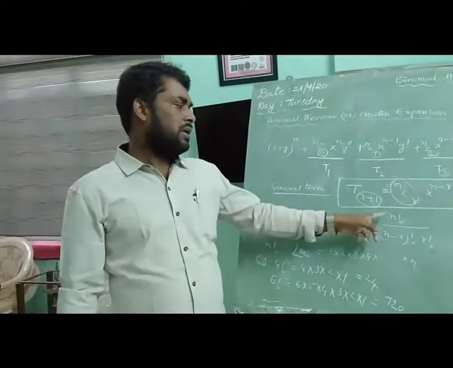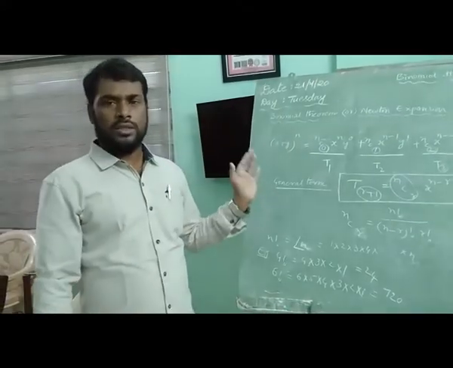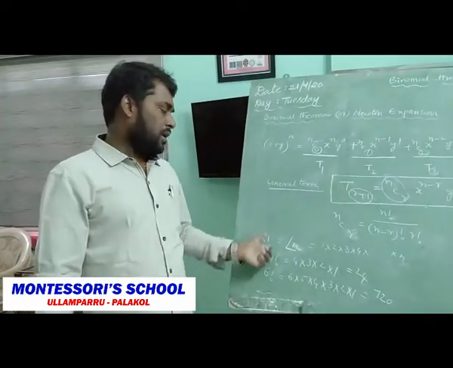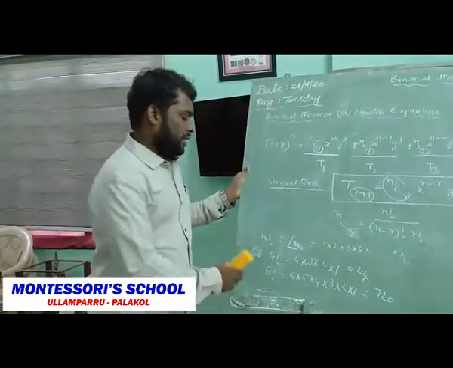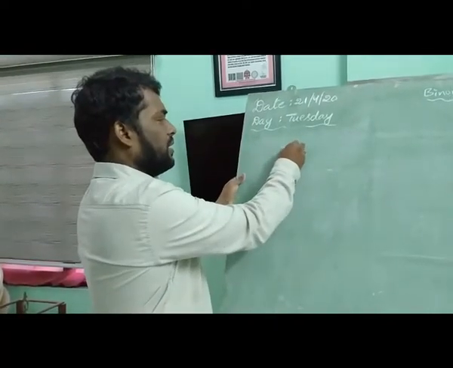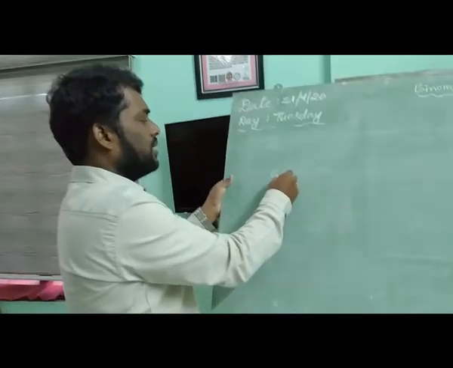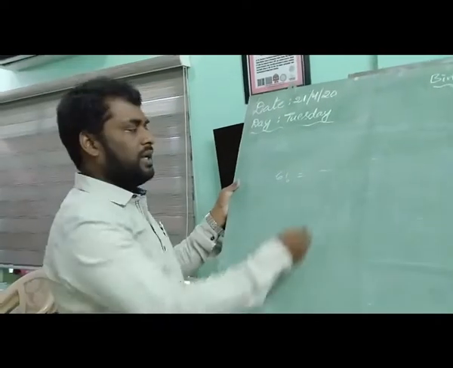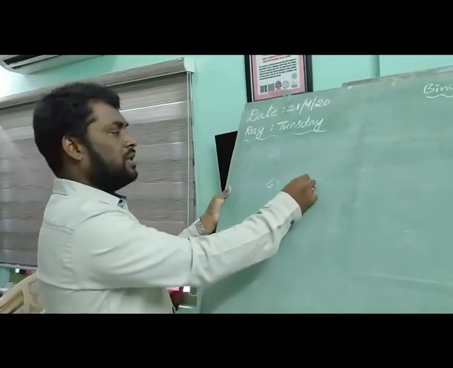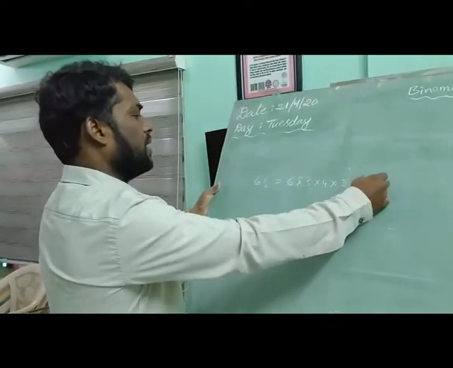Tell me again, what is n factorial? N factorial means the product of first n natural numbers. Okay, right. One more important concept about n factorial. Suppose take for example 6 factorial. 6 factorial means the product of first 6 natural numbers. 6 into 5 into 4 into 3 into 2 into 1.